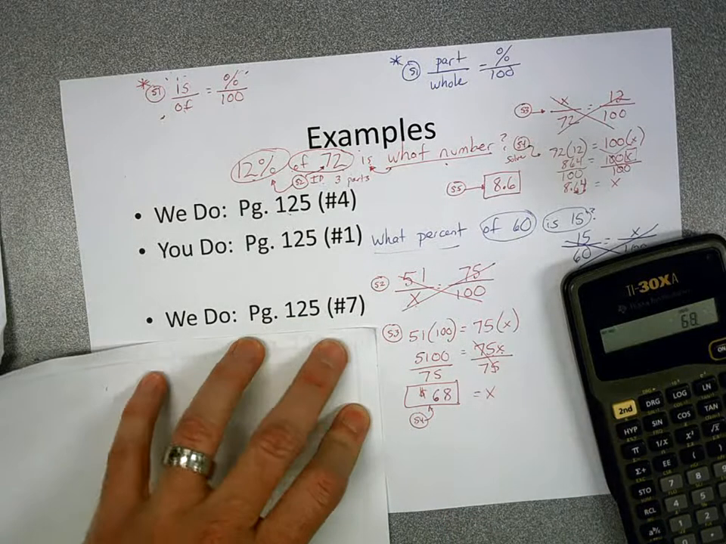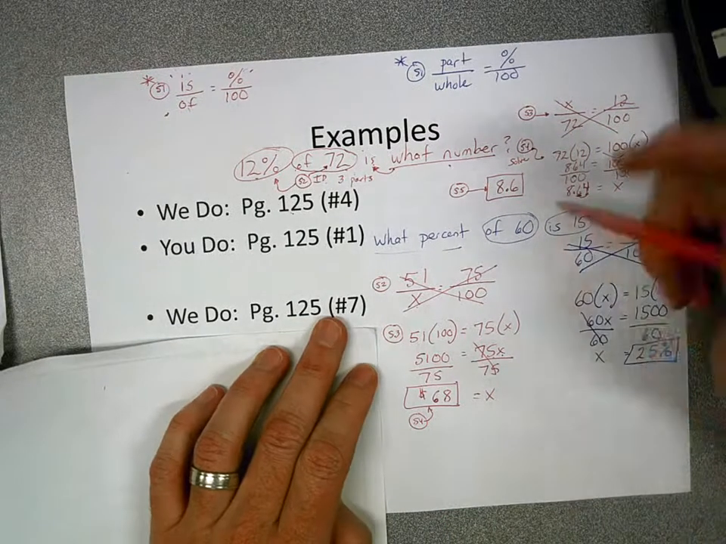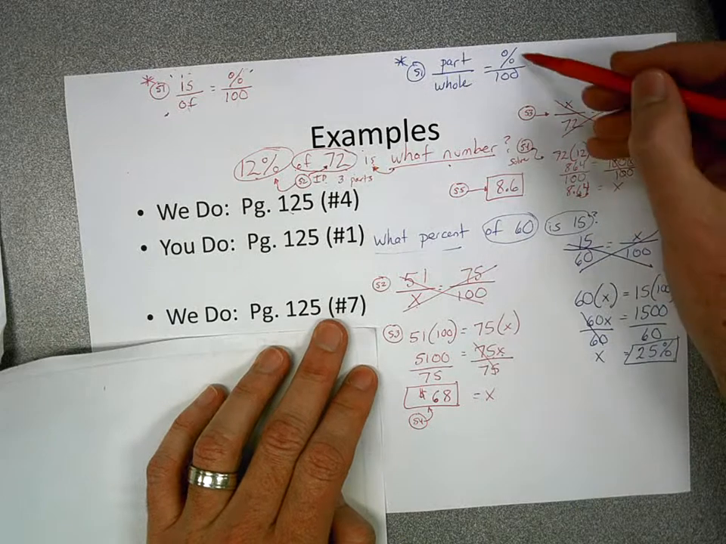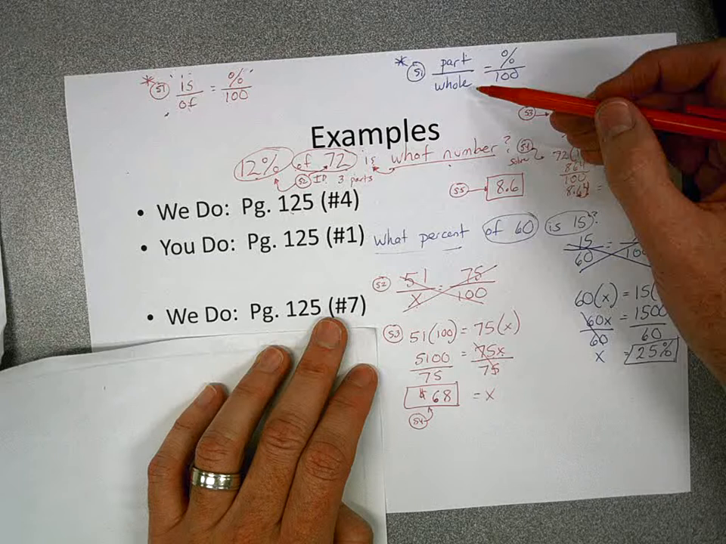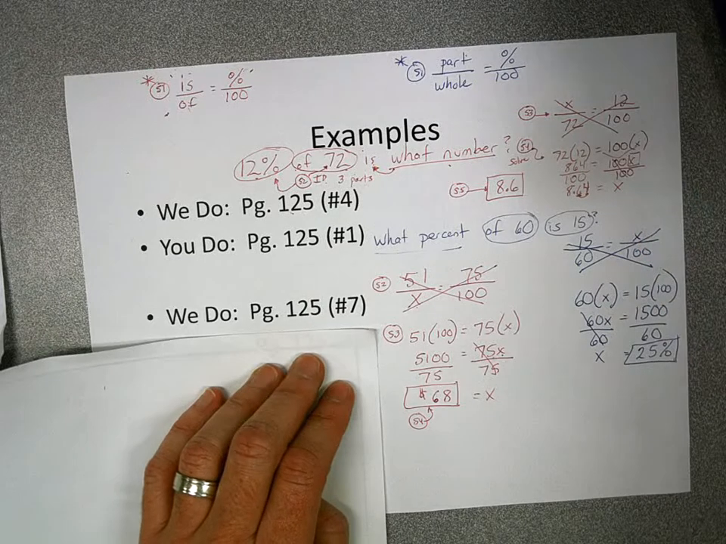Okay, so when it comes to word problems, you have to give it some thought on what the part and the whole actually is of what they're talking about. All right? Percent proportion, ladies and gentlemen.